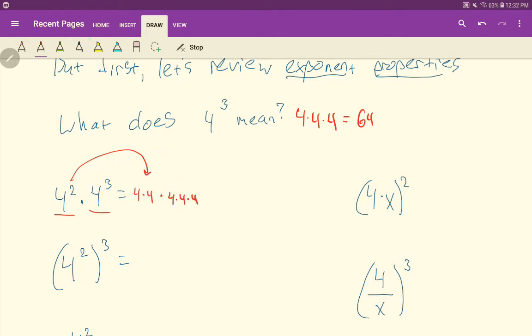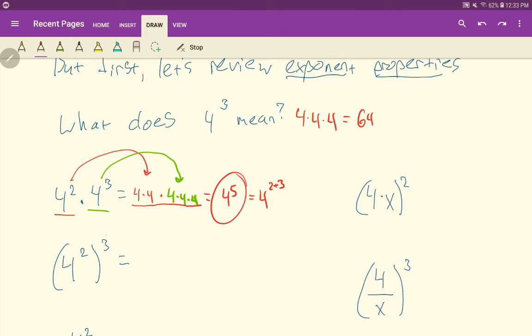In fact, maybe I should do a different color here. So 4 cubed becomes 4 times 4 times 4, like that. Well, if you look here, it's just 1, 2, 3, 4, 5 4s being multiplied together, so it becomes 4 to the 5th. That is another way you could simplify there. In other words, how did we go from a 4 to the 2 and a 4 to the 3 to a 5? What do we do with a 2 and a 3 to make a 5? It's addition, right? So this is really just 4 to the 2 plus 3 power. So when you multiply, you add your exponents.